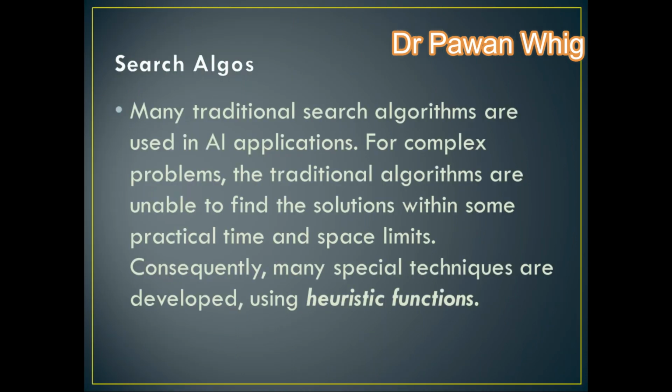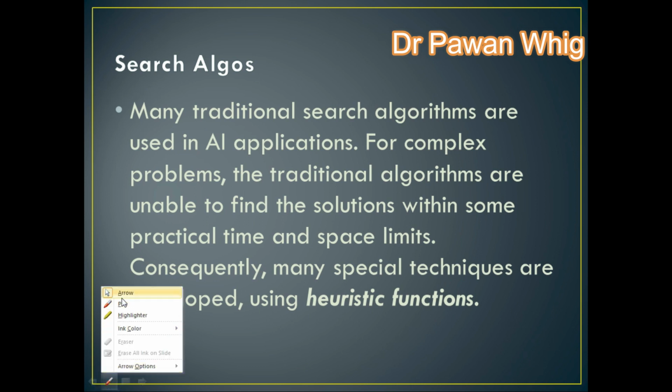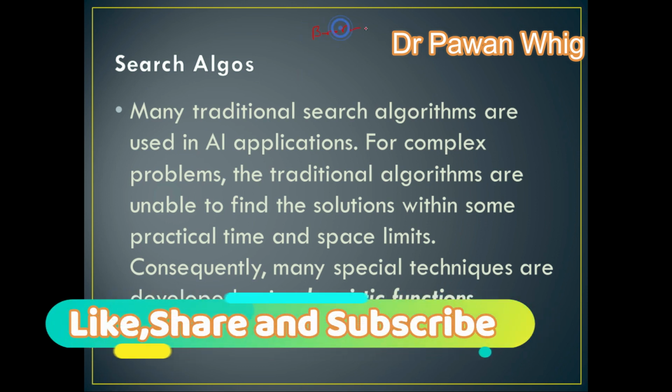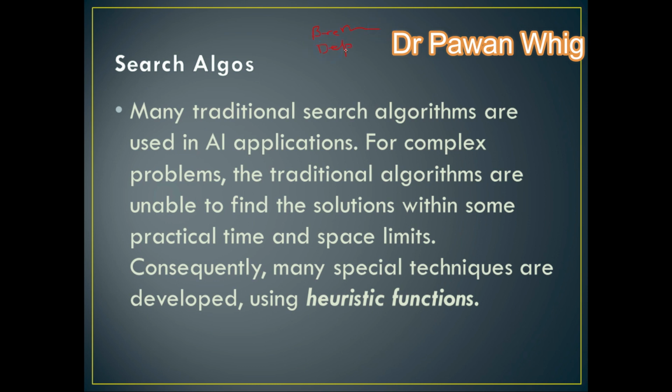First of all, search algos. Many traditional search algorithms are used in AI applications. For complex problems, the traditional algorithms are unable to find the solution. Yes, this is of course because we have several algorithms like breadth first search, then depth first search, then best first search, then A star, then AO star, and also many other algorithms. Actually, the main point is some algorithms are not fitted to find the solution for complex problems.